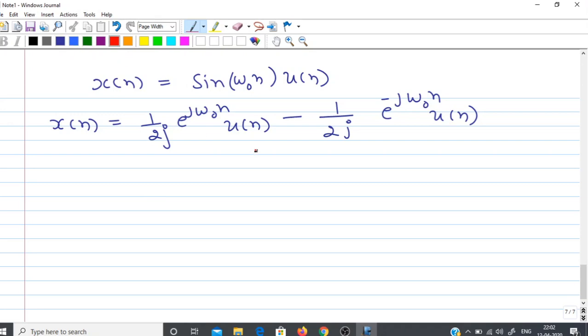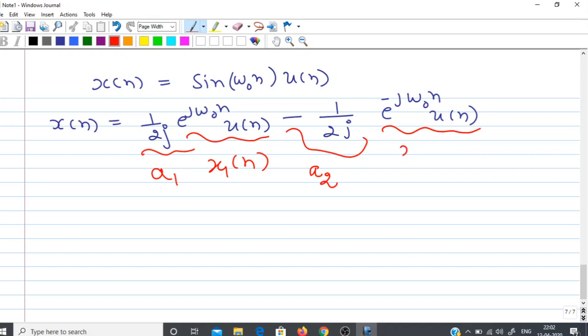Now this time what is our a1 and x1? Our 1 upon 2j is a1. This e to the power j omega naught n u[n] is our x1[n]. And this time what is our a2? Our a2 is minus 1 by 2j. Sorry, it's not x2, it is our a2. And what about x2? x2 is this sequence.